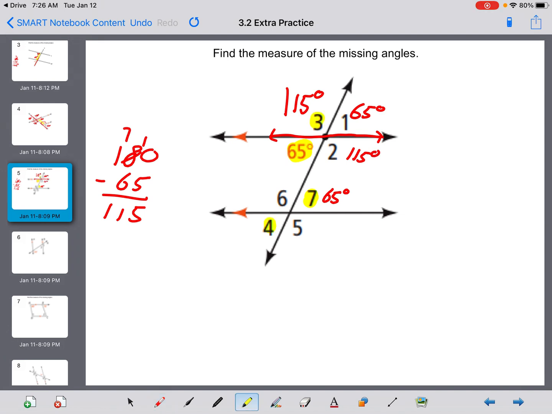3 and 4 are same side exterior, which equal 180, so 4 needs to be 65. 4 and 6 are a linear pair, so 6 is 115 degrees. And we could say the same thing about 5 and 1. They're going to be supplementary, which equals 115 degrees.